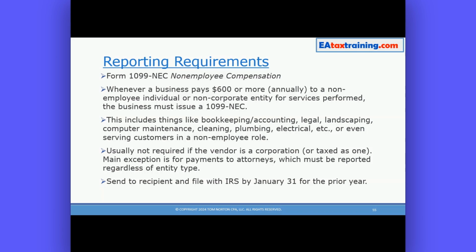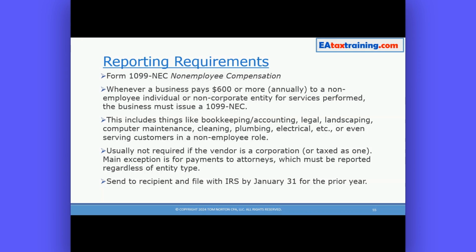Now, this can also go to non-corporate businesses. So if you have an LLC that is operating as a sole proprietorship or as a partnership, then they would also get a 1099 NEC for any work that they are doing for that business. Now, if that LLC instead has elected to be taxed, for instance, as an S corporation, then they don't need a 1099, because for any corporation for tax purposes, you do not have to issue them a 1099. It's only non-corporations to which these get issued.